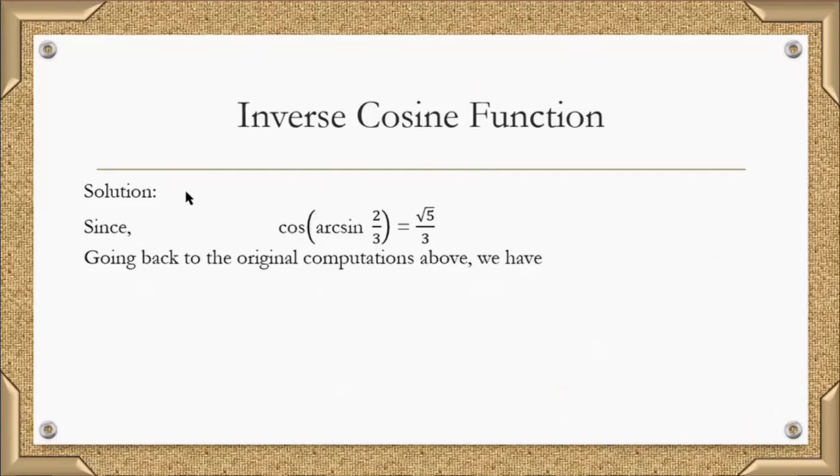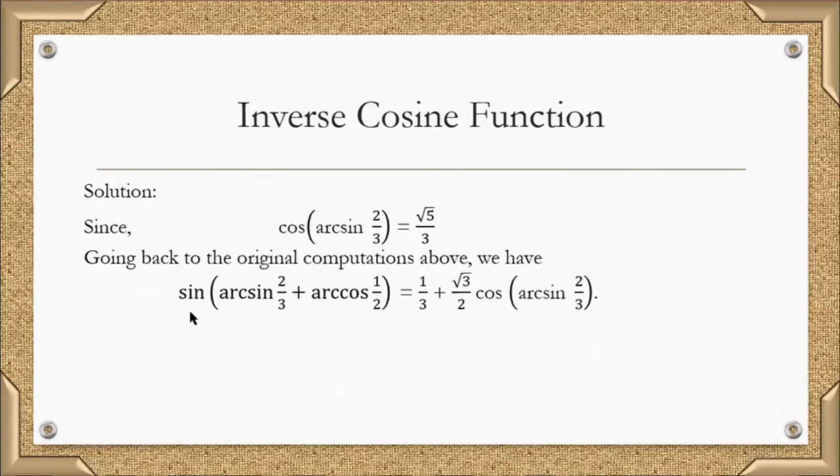Okay, so ito yung ating original solution. Since the cosine of arc sine 2/3 is equal to square root of 5/3, then yung original natin, sine of arc sine 2/3 plus arc cosine 1/2 is equals to 1/3 plus square root of 3/2 cosine of arc sine 2/3. Yon ay yung value noon.